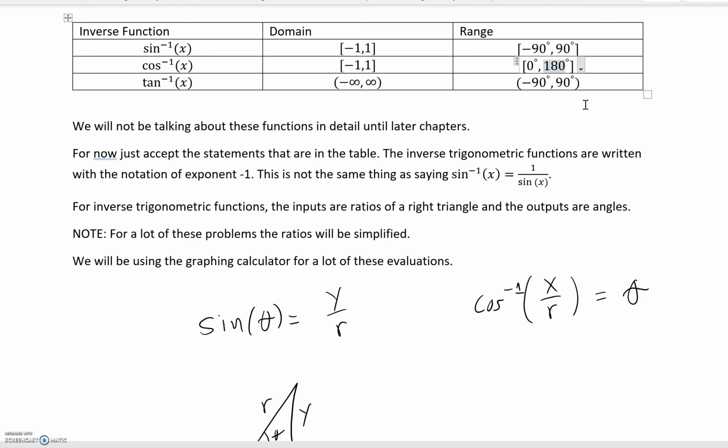So the range of inverse sine is -90 degrees to 90 degrees inclusive. For inverse cosine, the range is from 0 degrees to 180 degrees. For inverse tangent, it is from -90 degrees to 90 degrees exclusive.